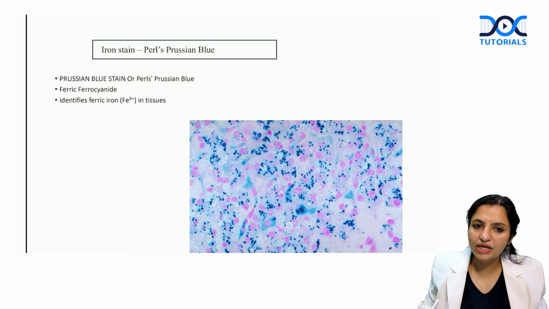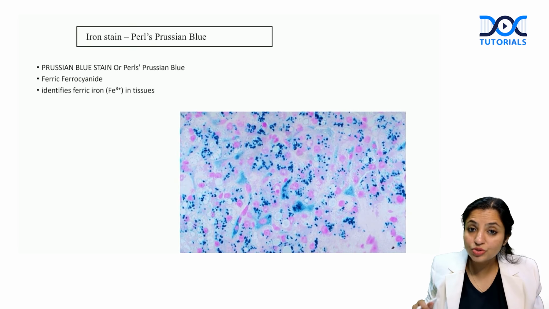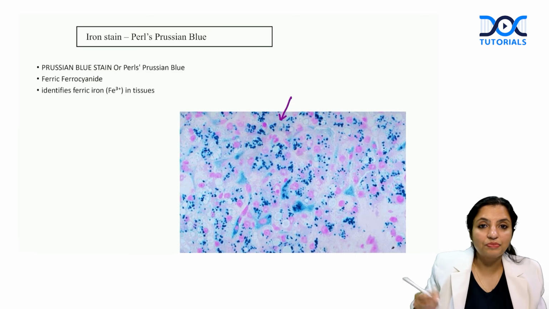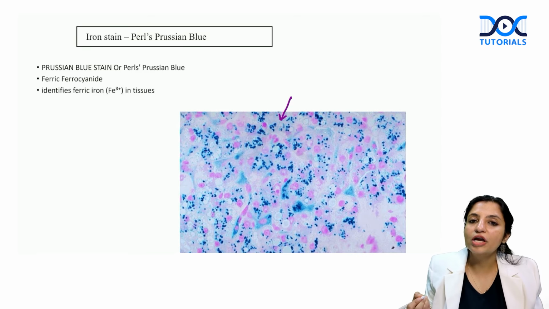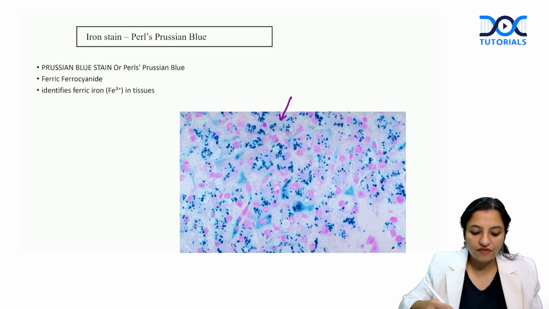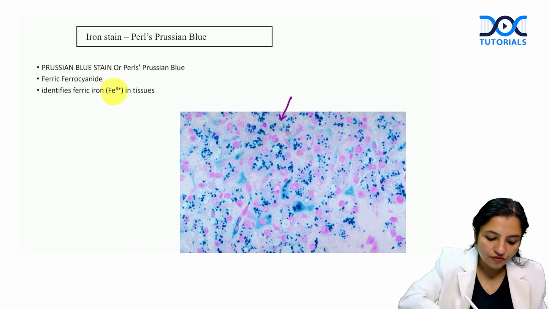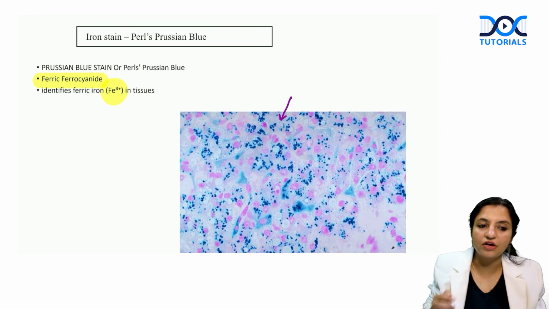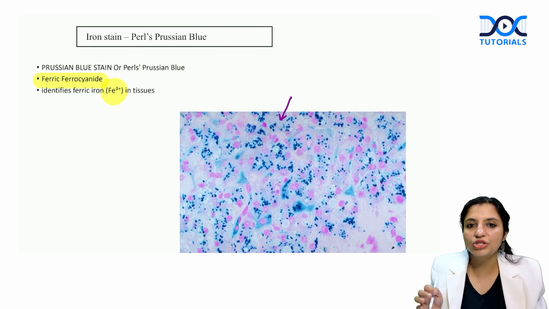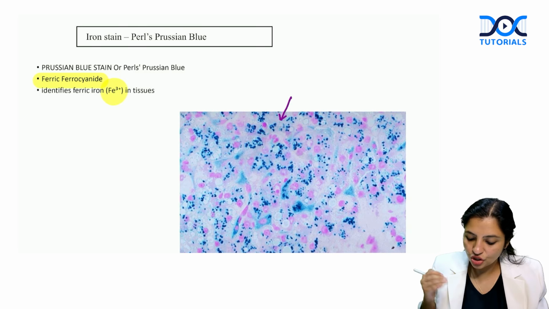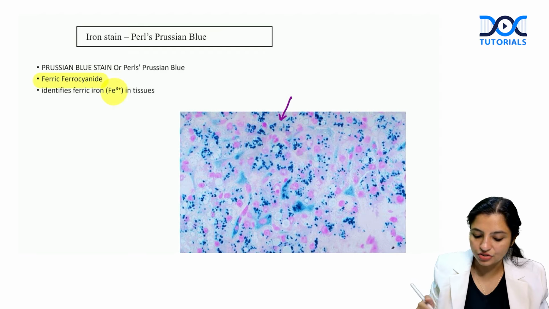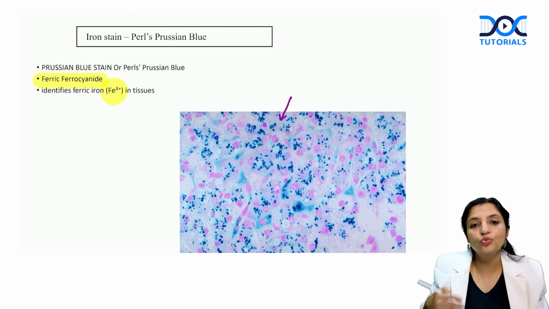Last, which everybody knows, this is Perls' Prussian blue stain. Look at the color, it is Prussian blue. That's for hemosiderin. It always identifies iron in Fe3+ form. And what is the cause of this color formation? It is always ferric ferrocyanide. That's the compound which gives this blue color. So always remember that it is ferric ferrocyanide. So that is Perls' Prussian blue, which gives you blue color.